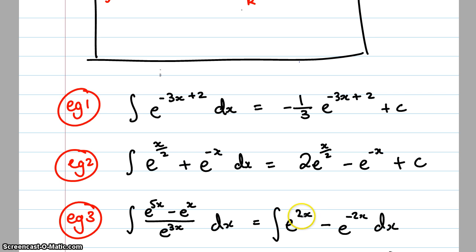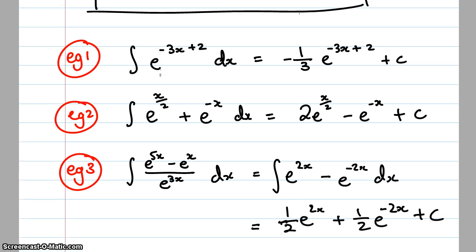The diff of this 2x is just 2, and then I do 1 on 2, and the diff of this one here is negative 2, so I make this negative, and a negative will make a positive, so I get plus a half e to the negative 2x, and then I put my plus c at the end.